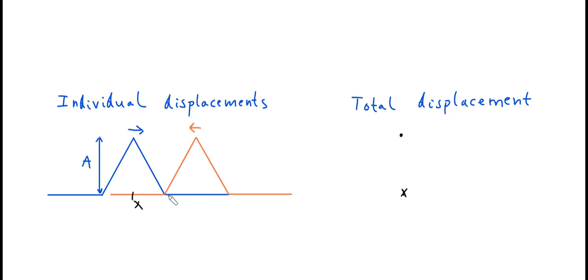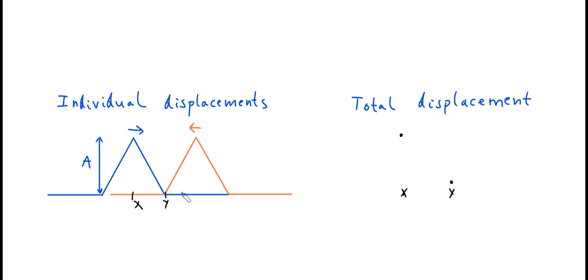Now let's do exactly the same thing at this position here, call it y. You can see here it's quite simple. The displacements of both waves, blue and orange, at point y are 0. So 0 plus 0 is 0. So we can say at y, the displacement is 0.